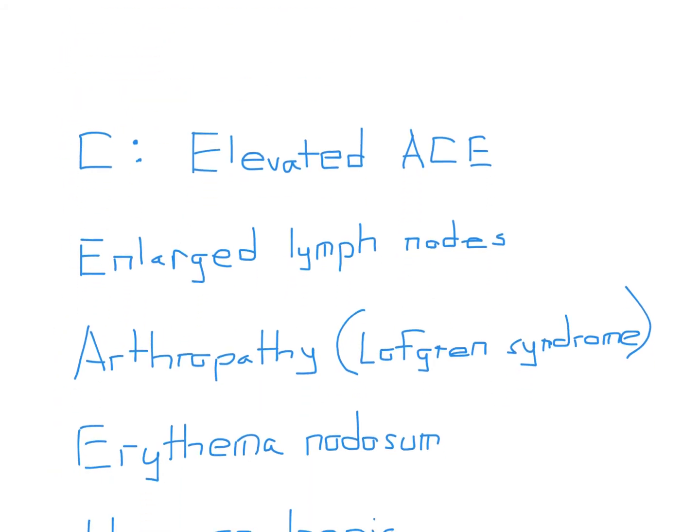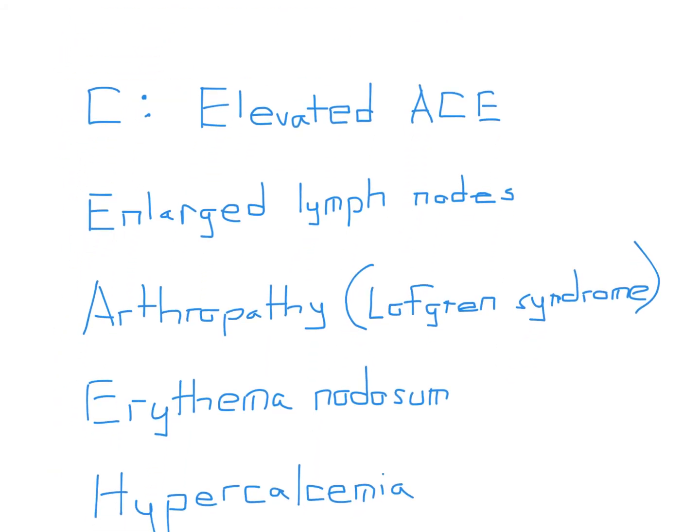So for this one, we have elevated angiotensin converting enzyme, and so this patient has a condition called sarcoidosis. So sarcoidosis is associated with this, but it's also associated with the chest x-ray findings of enlarged lymph nodes, which is also called lymphadenopathy. The patient also has pain in her joints, so that's called arthropathy, and specifically associated with sarcoidosis, it's called Lofgren syndrome.